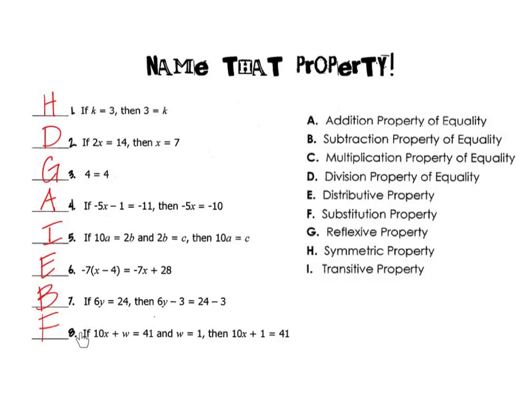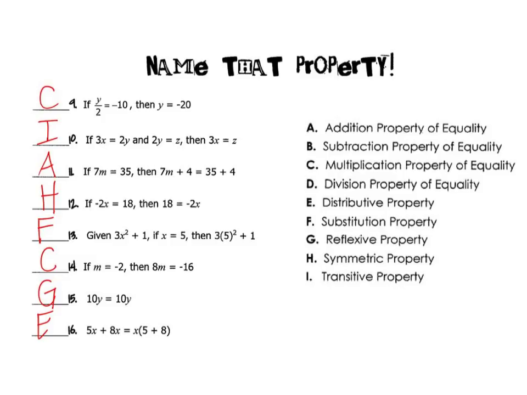Alright, number 8. How do we go from 10x plus w equals 41, w equals 1, to here? What we're doing is we're saying if we know w equals 1, we can substitute 1 in for w, and that's how we get 10 plus w, 10 plus 1, equals 41. So this would be the substitution property.